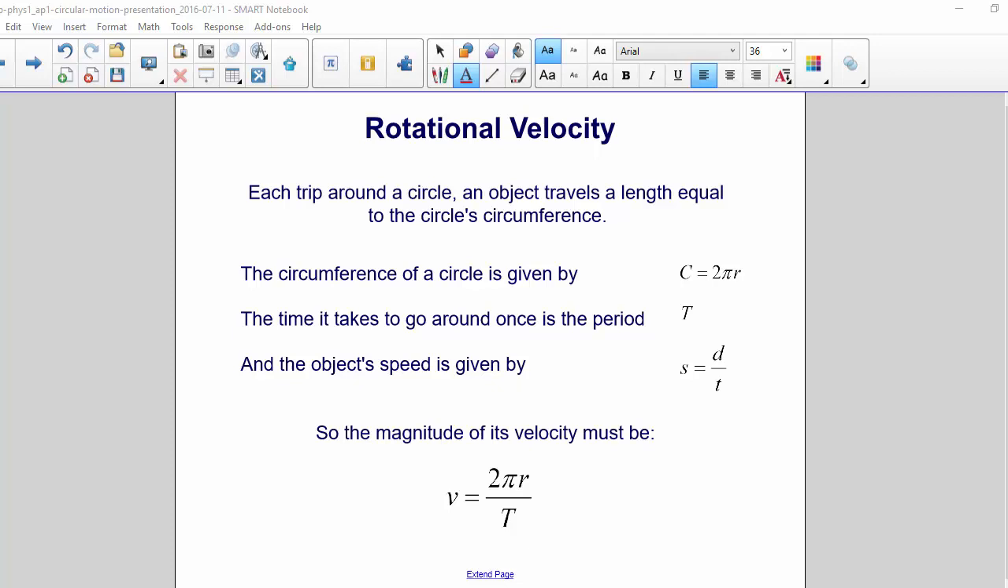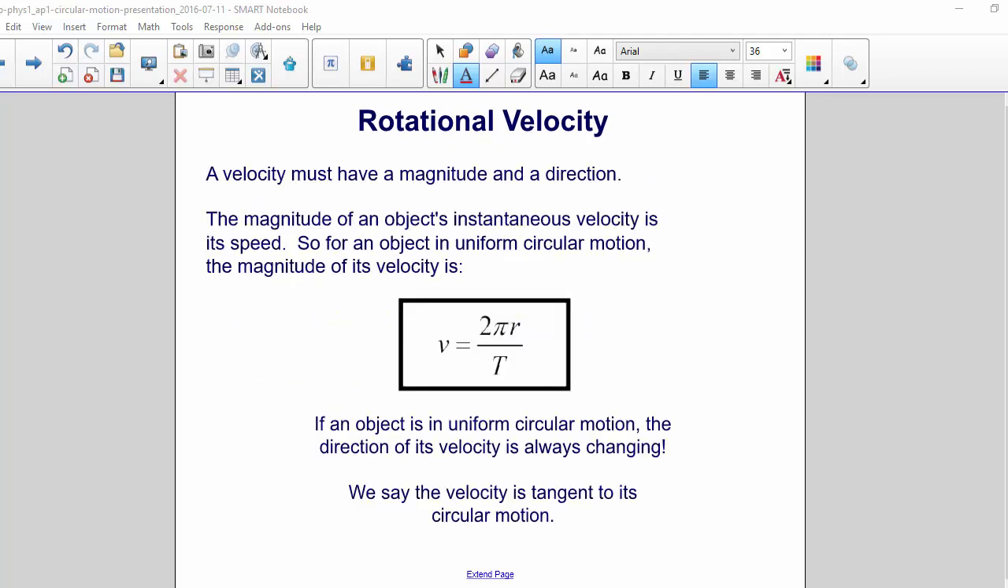And the object's speed is speed equals distance over time. So the distance becomes 2 pi r, and the time is capital T. So velocity is equal to 2 pi r over the period. Velocity must always have a magnitude and a direction. So the magnitude is v equals 2 pi r over T.